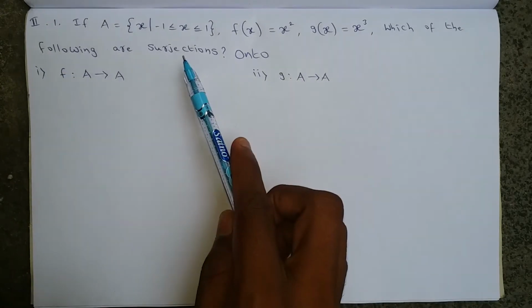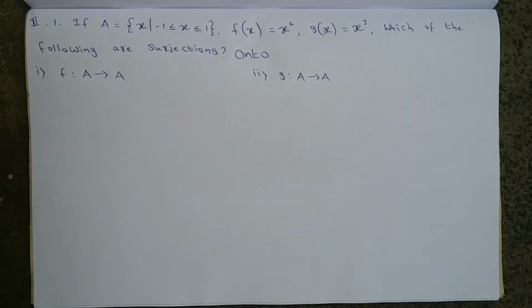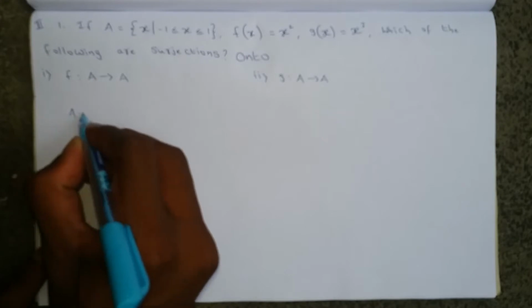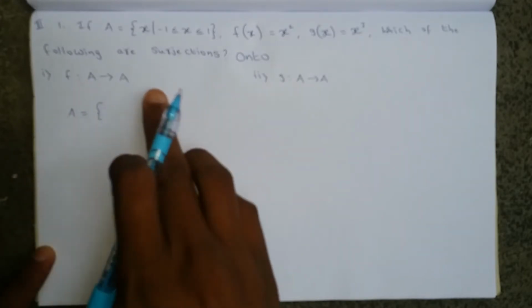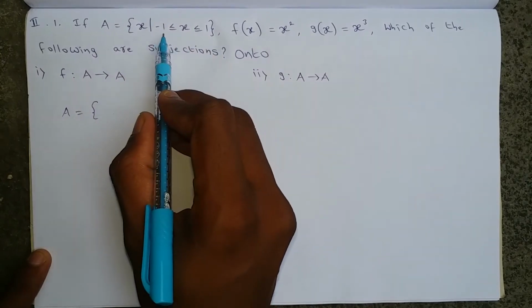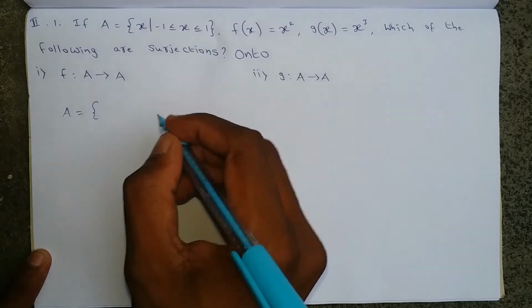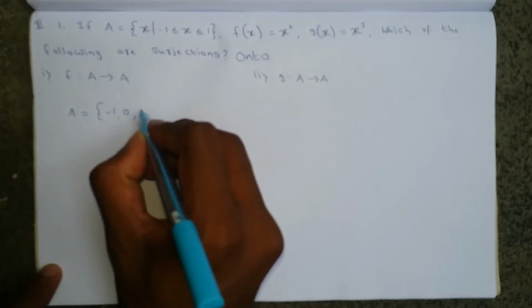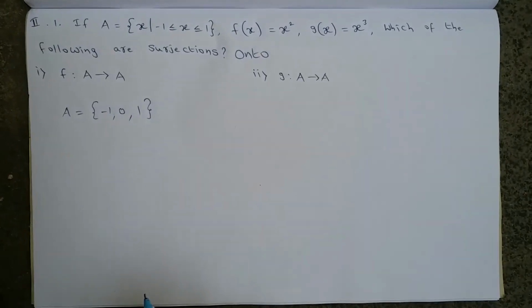So first, what is a surjection or onto function? If the range of a function is equal to the codomain. So first, set A, what is given exactly? Let us check. A is equal to x such that minus 1 less than or equal to x less than or equal to 1. Here minus 1 is included, plus 1 is included. So in between minus 1 and plus 1, 0 and plus 1. So set A is equal to {minus 1, 0, plus 1}.